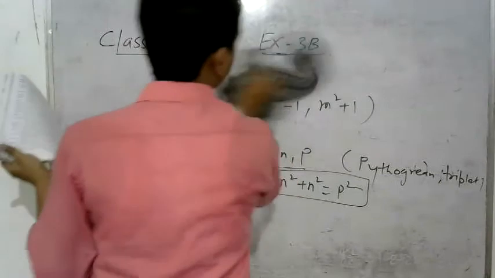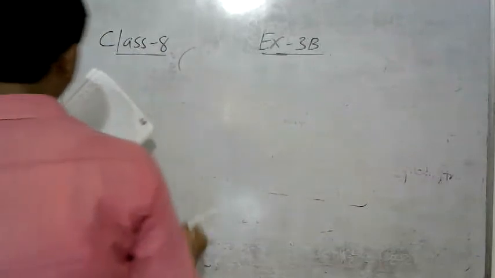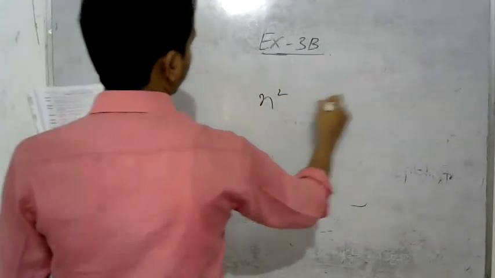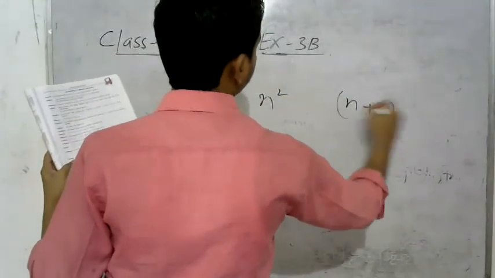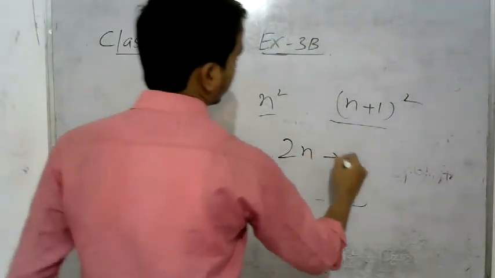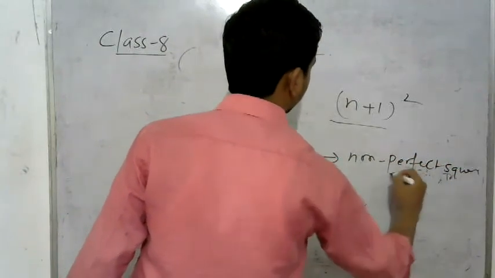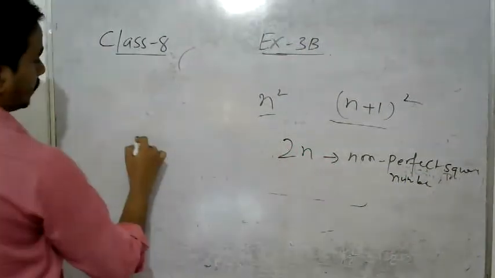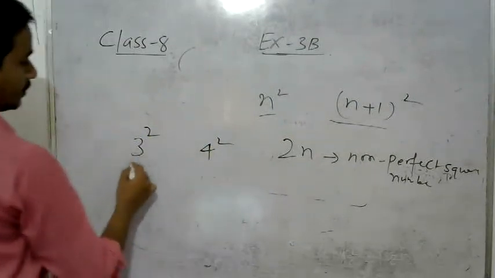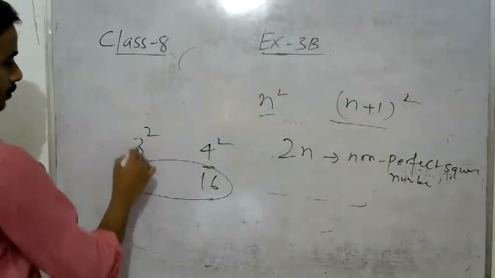Now the last property is between any two consecutive square numbers, between n square and n plus 1 whole square, there are 2n non-perfect square numbers. For example, between 3 square and 4 square, or between 9 and 16, how many non-perfect square numbers are there? So 2n.